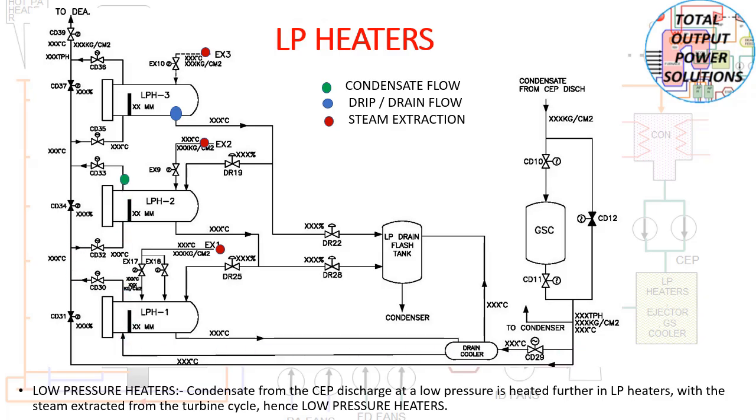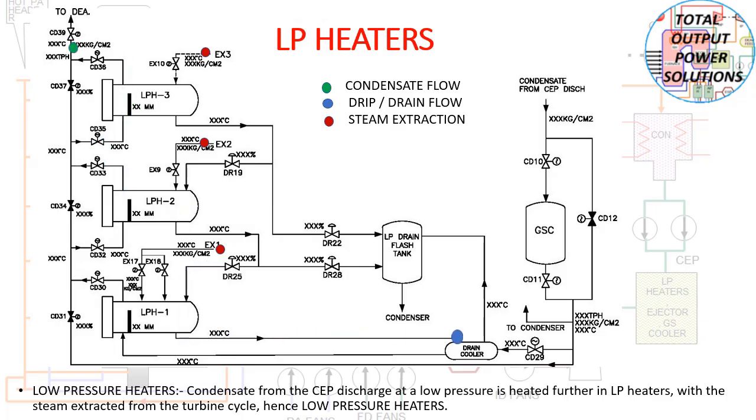Then the drip, the drain of the heaters. The drain of the heaters you can see is in blue color. From LP heater 3 it goes to LP heater 2, and from LP heater 2 it goes to LP heater 1 and then to the drain cooler. The position of the drains may change depending on the load being shared. If the load is full, then this would be the condition.